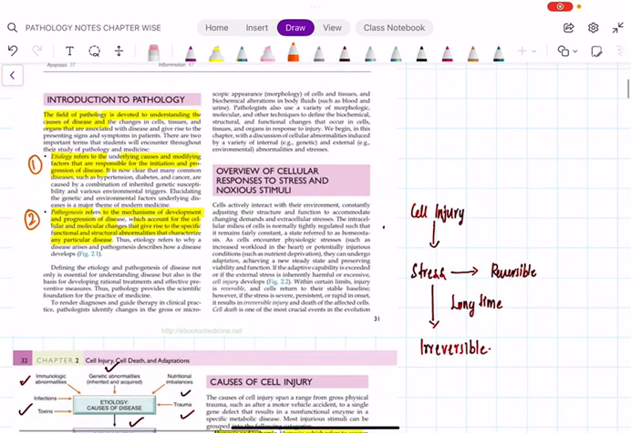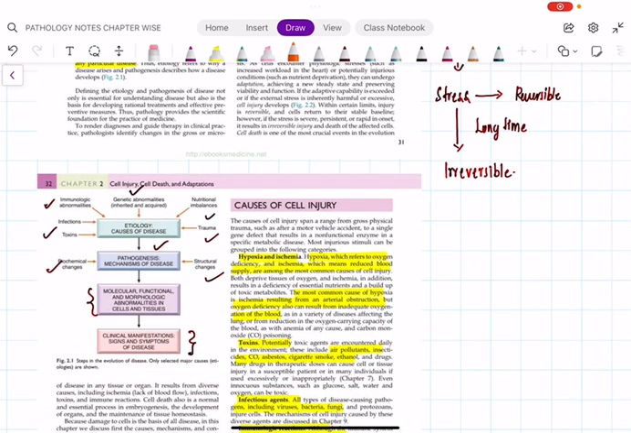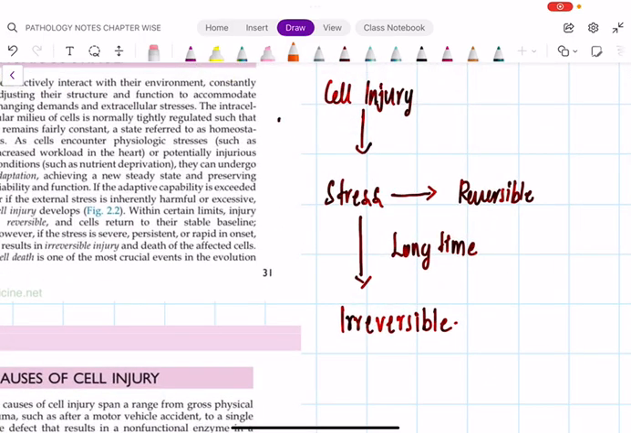Fine? Yes. Remember, normally a cell will have homeostasis. What do you mean by homeostasis? Walter Cannon and Claude Bernard have named those terms of homeostasis. But whenever the cell undergoes some stress, this stress may persist for a very short period of time, sometimes for a very long period of time. When the stress persists for a very short period of time, we call it a reversible cell injury. And if it persists for a long time, it will lead to irreversible cell injury.